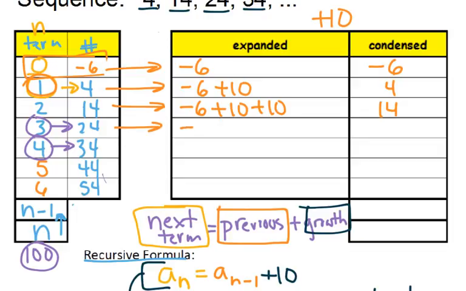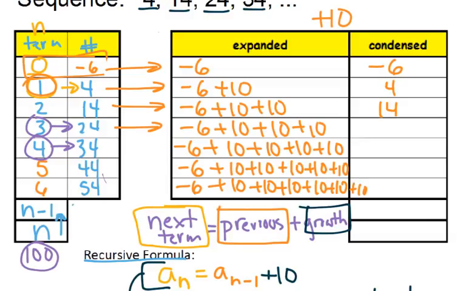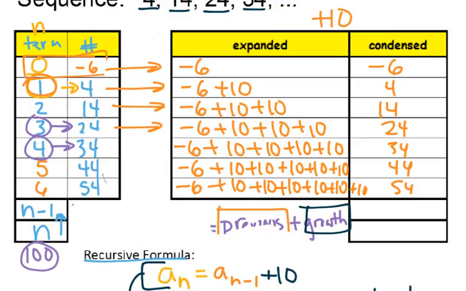At 3, maybe you're seeing a pattern here. We started at negative 6 and we added 10 three times. At 4, started at negative 6, added 10 four times. At 5, started at negative 6, to get to 44, we have to add 10 five times. And finally at 6, we added 10 six times. And this gave us 24, 34, 44, and 54.